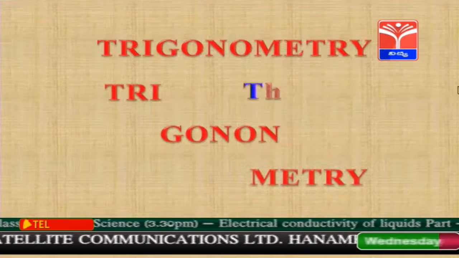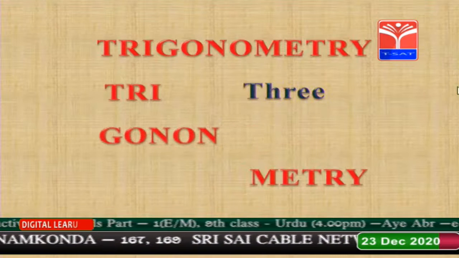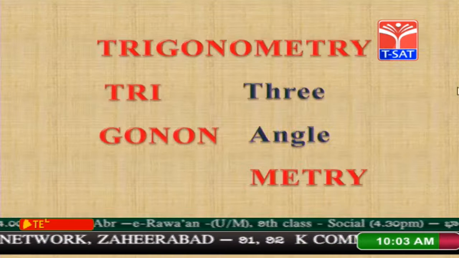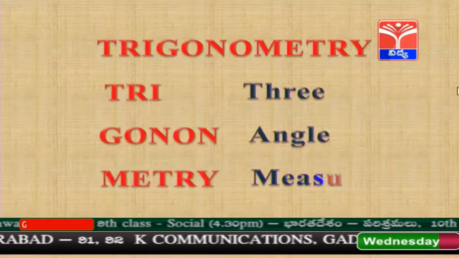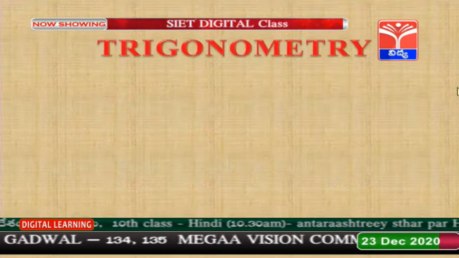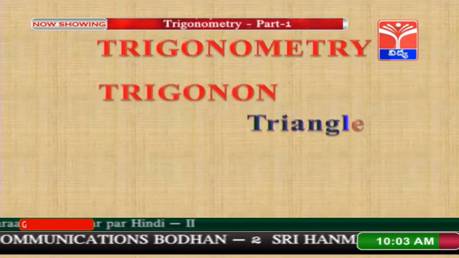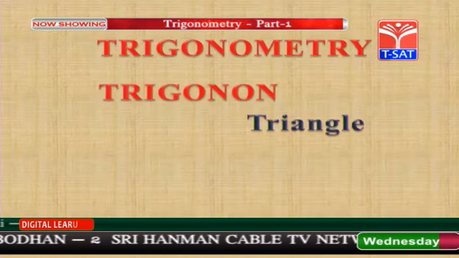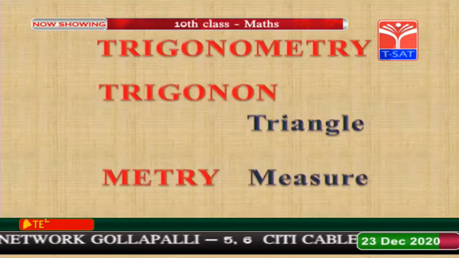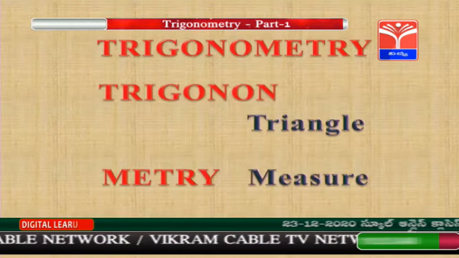So, tri means we say it is 3. Similarly, gonon or gonia we call it as the angle. At the same time, metry means measurement, or metron also we call it as measurement. That means trigonon means triangle, and metron means measurement. So trigonometry is the study of measurement of triangles or three angles we can say.